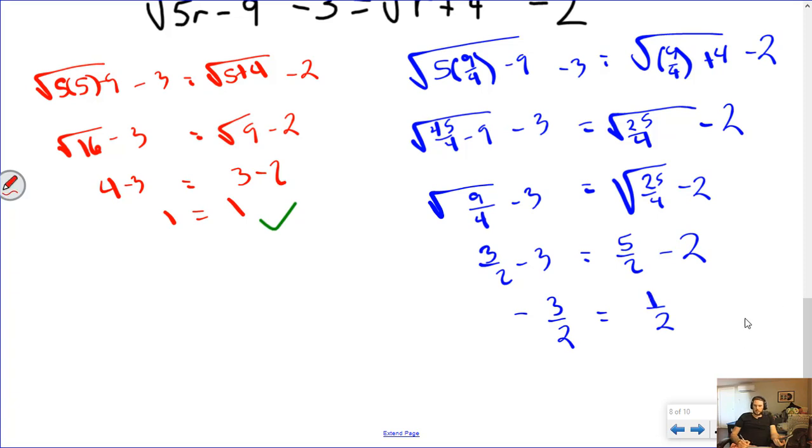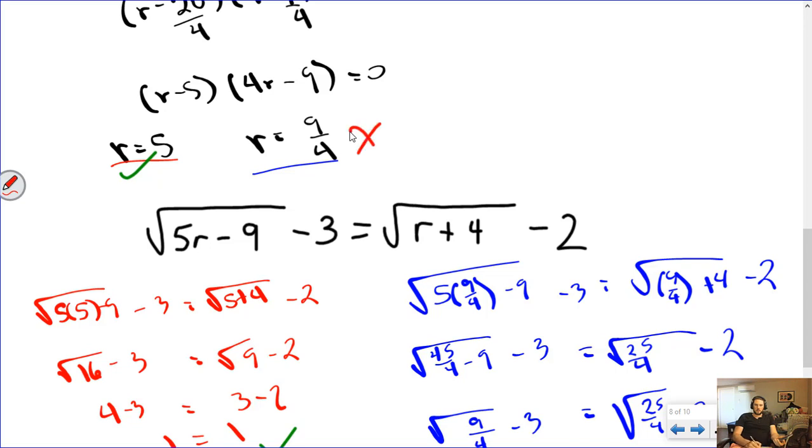And what we find is that those are not equal, so this root is extraneous. So our only answer here is r equals 5. And if you tried to use the 9 over 4, it doesn't work. Again, because we're squaring both sides, we end up making an answer that possibly couldn't work if we hadn't squared it.